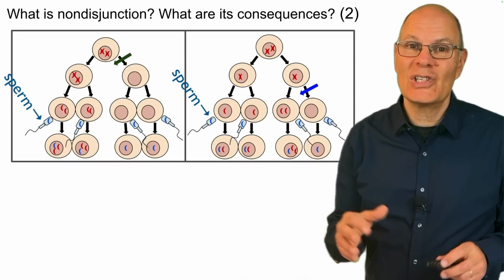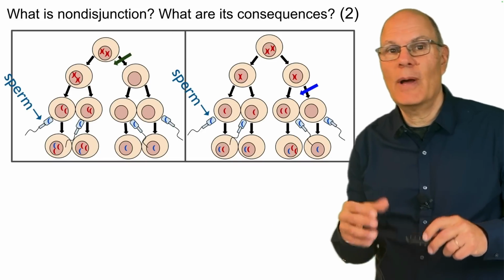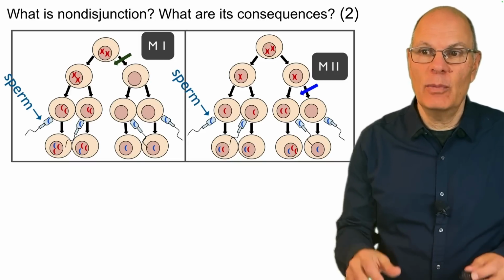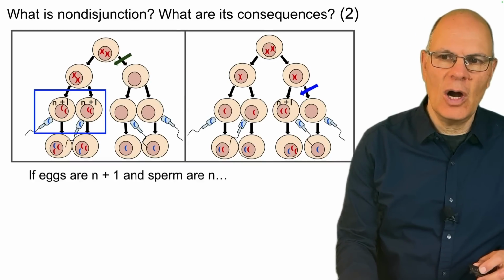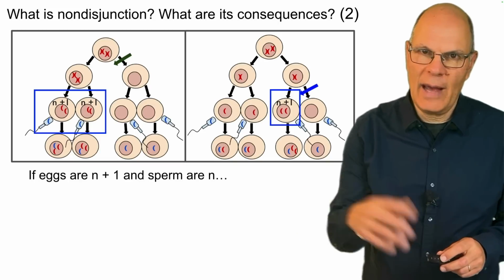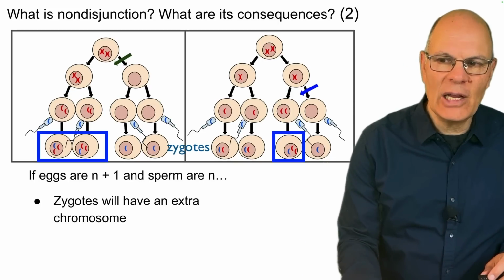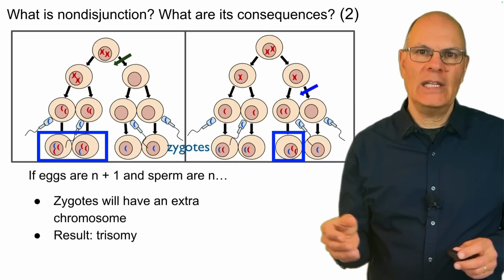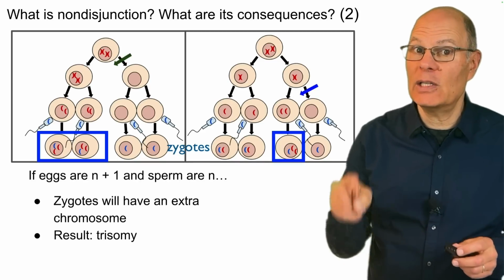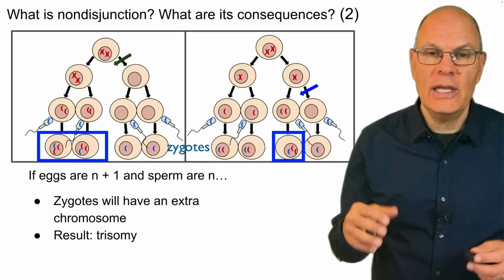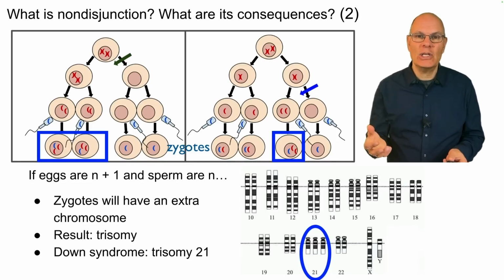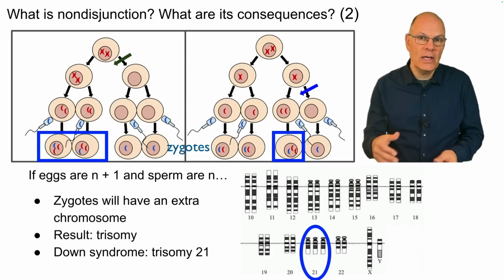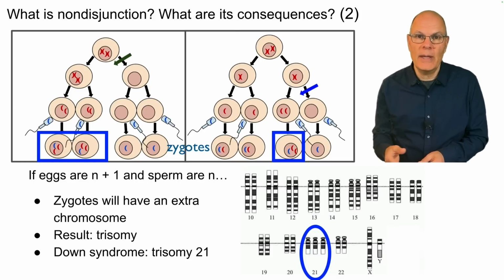We saw in the last slide how non-disjunction during meiosis 1 or meiosis 2 can result in gametes that have an abnormal number of chromosomes. If the eggs are N plus 1, they have the haploid number plus 1 more, then the zygote will have an extra chromosome. Then what we have is a trisomy. Tri is 3. Instead of a homologous pair with 2, we have 3. The most famous example of that is Down syndrome, which is a trisomy of the 21st chromosome, which has various developmental consequences and developmental delays.